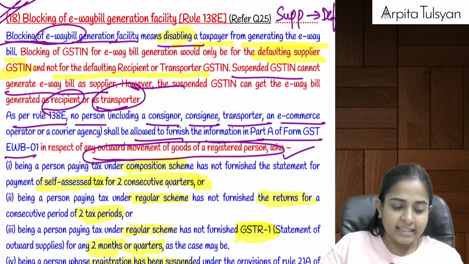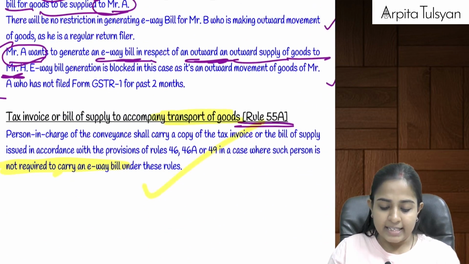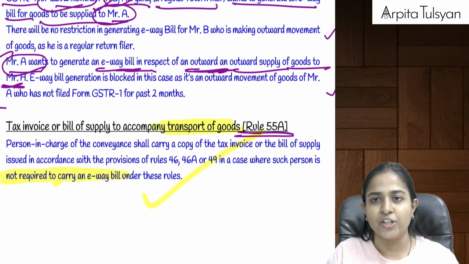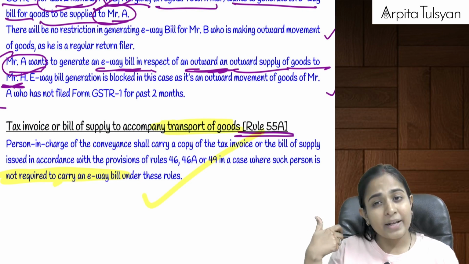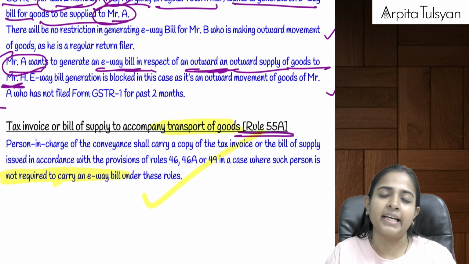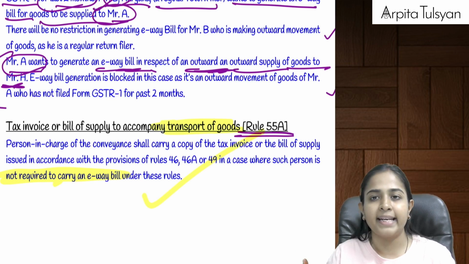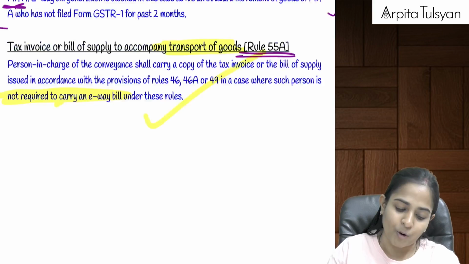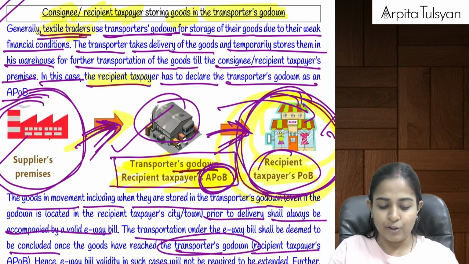Yes. And the next point coming up here is, whenever you are not carrying the e-way bill under any of the provisions, maybe you are carrying an exempt product, or you are exempted from generating the e-way bill, then in such cases, if you are not carrying the e-way bill, you still have to carry the tax invoice or the bill of supply or the delivery challan along with you, right?